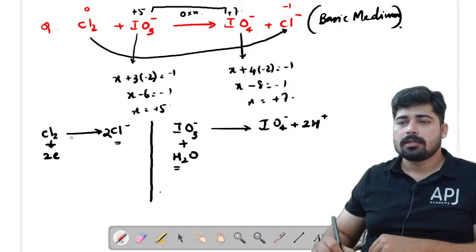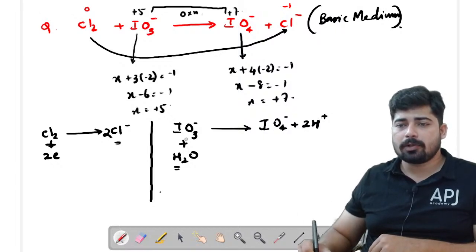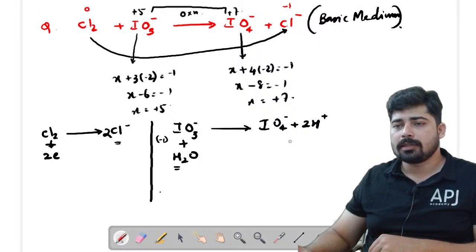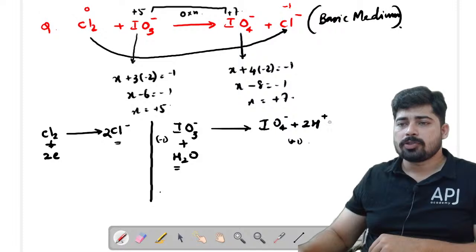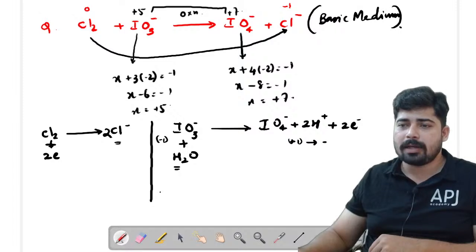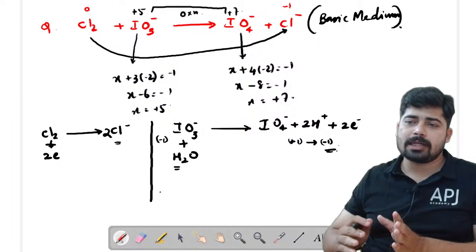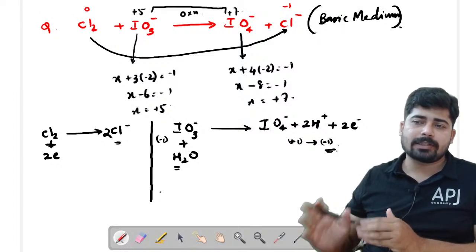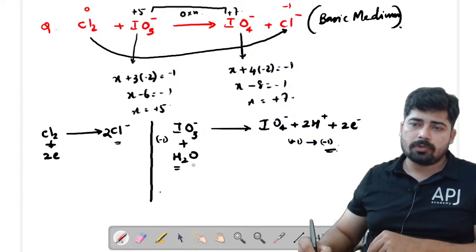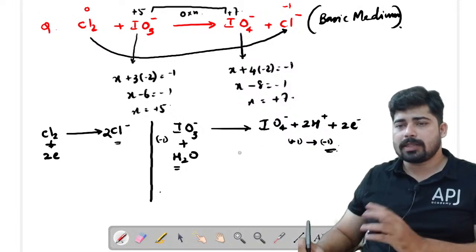Okay, now we have to balance the charges. Here only -1 charge, here -1 charge, here 2+ charge and 1- charge. That means +1 charge. Okay, so I have to add 2 electrons here, so that this +1 charge gets cancelled and -1 charge will be given to this side. So +1 charge can be converted to -1 charge by adding 2 electrons. So we have balanced both the sides.